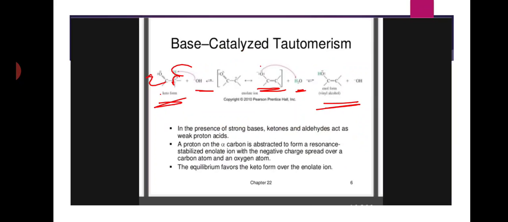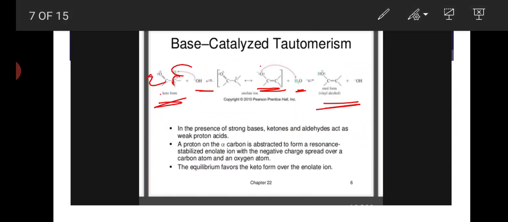Next is base catalyzed tautomerism. Here is the same keto-enol tautomerism, but it is initiated by a base, any strong base. In the presence of strong bases, ketones and aldehydes act as weak proton acids. A proton on the alpha carbon is abstracted to form a resonance stabilized enolate ion with a negative charge spread over a carbon atom and an oxygen atom. The equilibrium favors the keto form over the enolate ion.